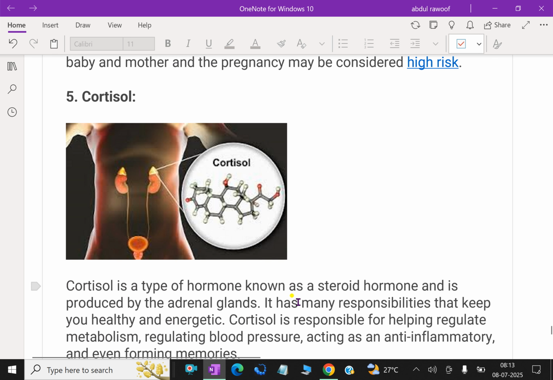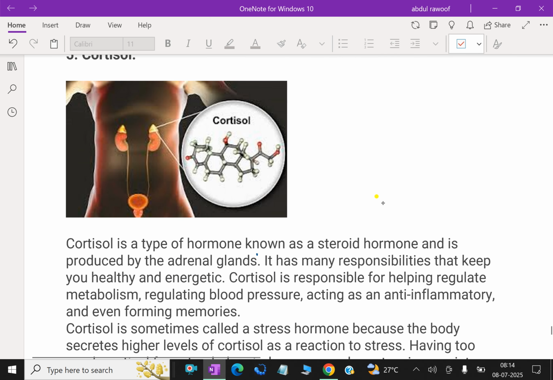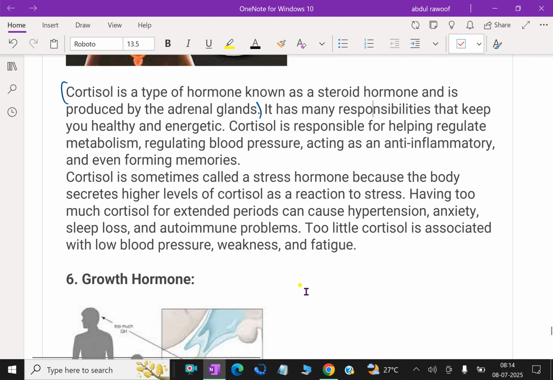Next one, cortisol. Cortisol is a type of hormone known as a steroid hormone and is produced by the adrenal glands. It has many responsibilities that keep you healthy and energetic. Cortisol is responsible for helping regulate metabolism, regulating blood pressure, acting as an anti-inflammatory, and even forming memories. Cortisol is sometimes called a stress hormone because the body secretes higher levels of cortisol as a reaction to stress.